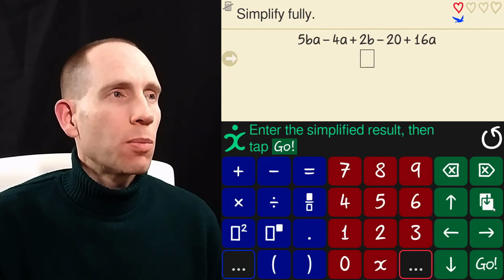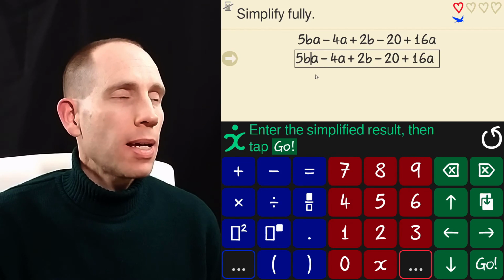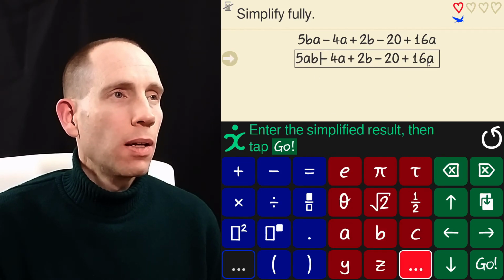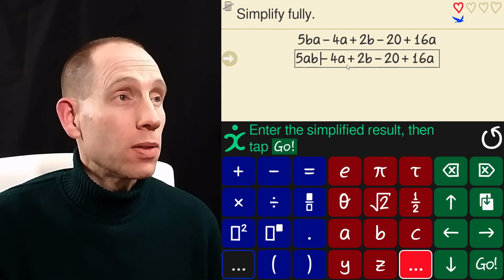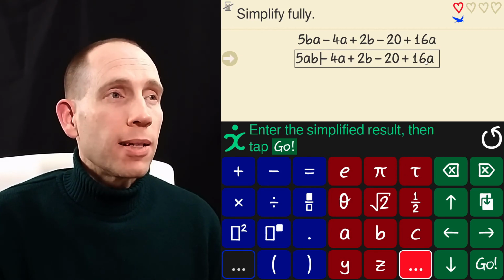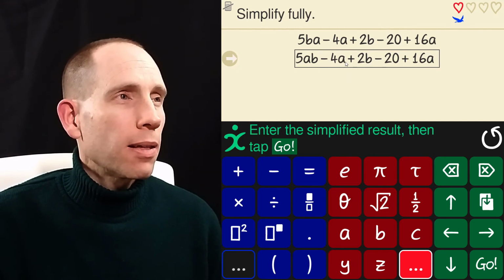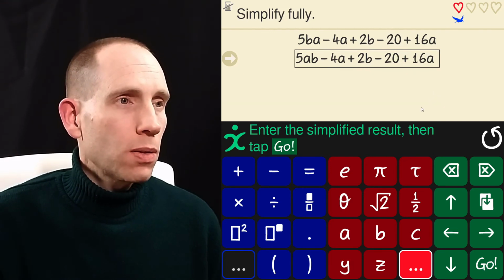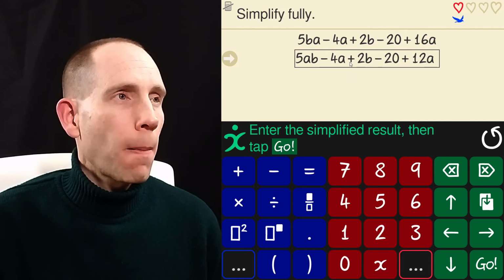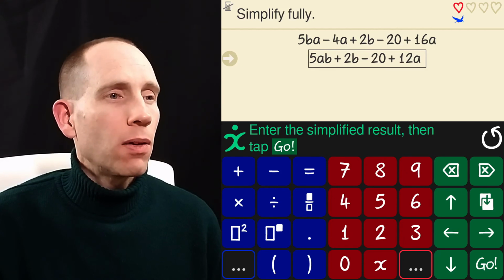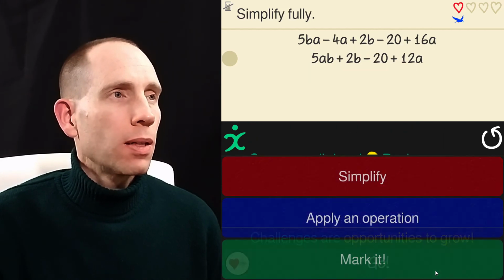Okay, so let's use the paste button again on this one. So I've got a BA here, let's change that to an AB so I can spot any others. No, can't spot any others. I didn't need to do that then. So I've got 2 A terms. Right, so minus 4A plus 16A, I think that's going to give me a plus 12A. Then I've got a B term and a constant term, they're not going to collect. So I think that will be my answer.